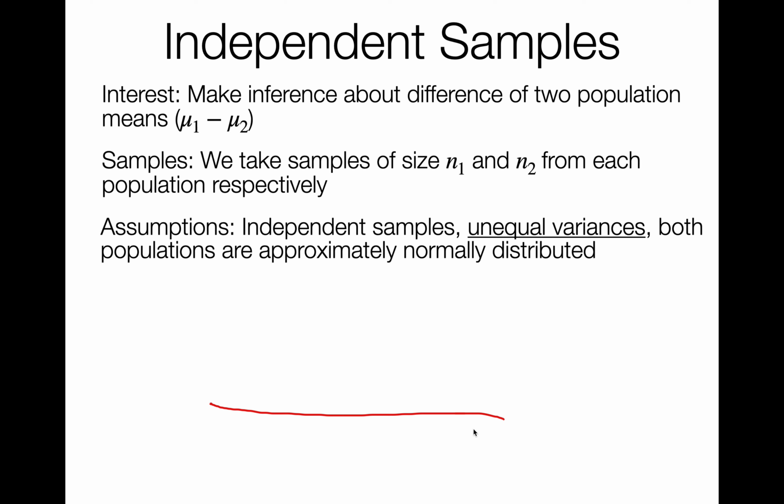here's my red line, and then the population of sophomore GPAs might look something like that, where down here is maybe a GPA of 1. Up here is a GPA of 4. So that might be the GPA of sophomores. And in green could hypothetically be the GPAs of juniors.